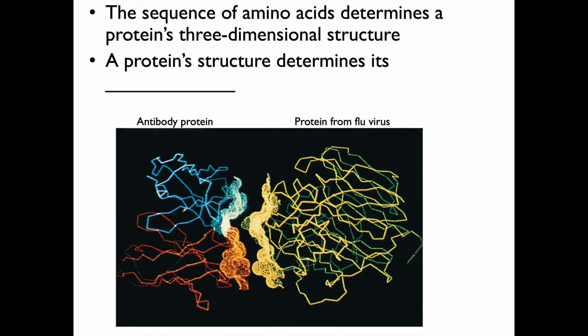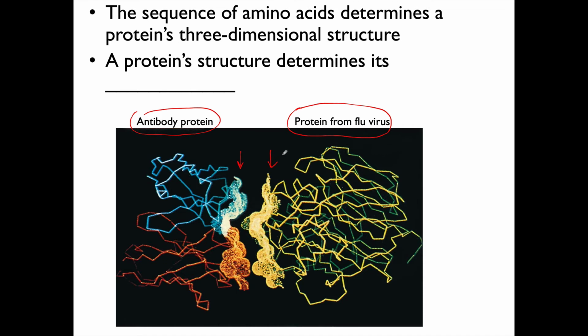Let's look at another example. Here we have what's known as an antibody protein, one of those helpers we talked about at the start. And here we have a protein from a flu virus. Now, if you look at the two shapes, something should stick out. Okay, there's a lot of lines and a lot of chaos going on here, but look down the middle here. Notice how this shape on the left seems to fit this shape on the right.